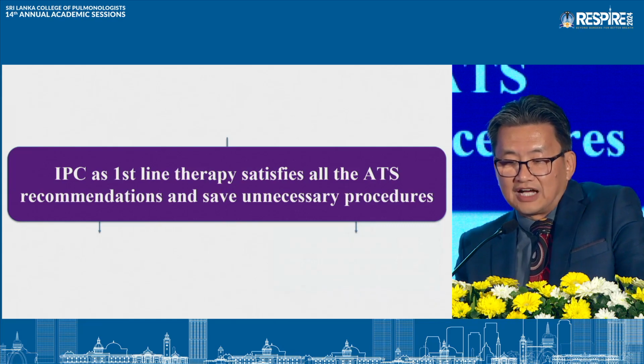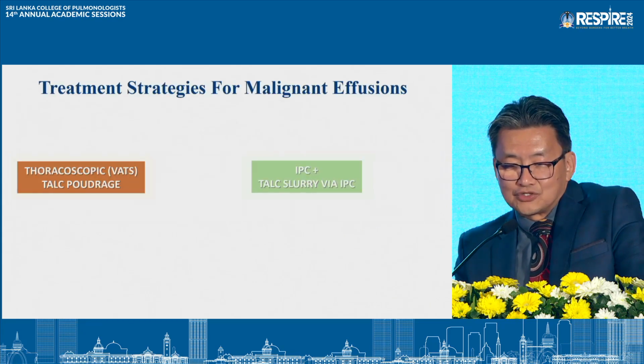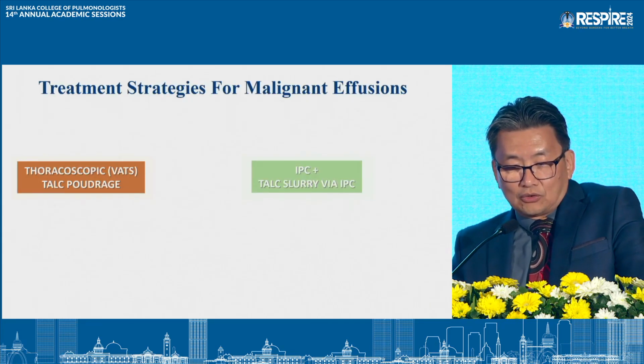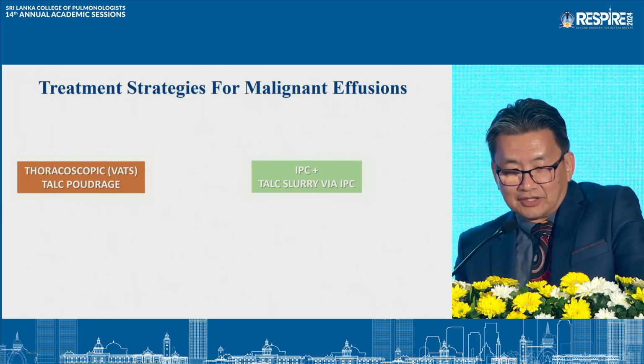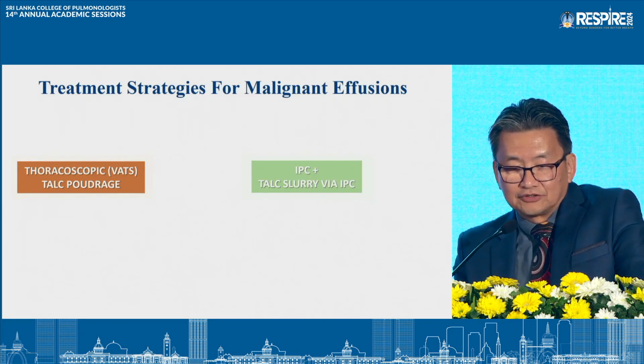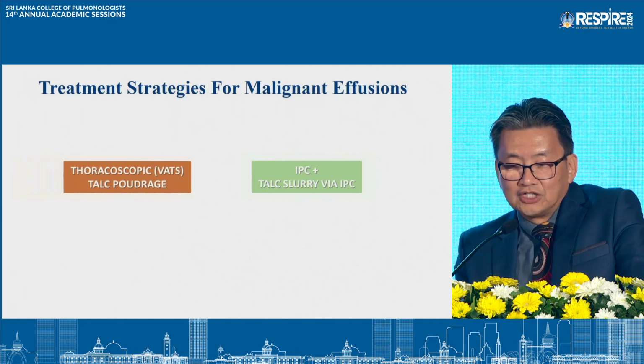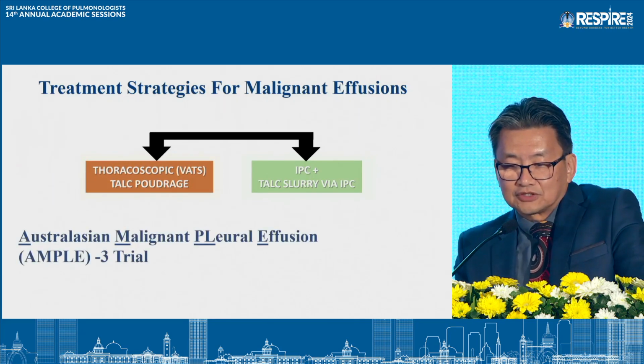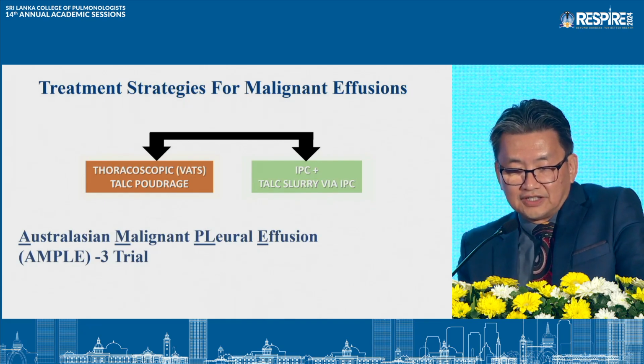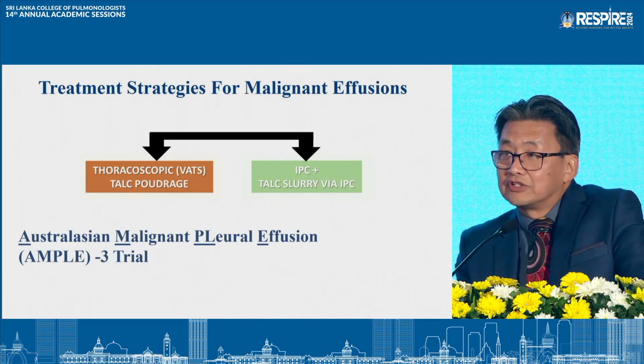So we save unnecessary procedures doing it this way. The last thing left to compare would be thoracoscopic VATS talc poudrage versus IPC with talc slurry via the EPITOME protocol. This is the subject of the ongoing Australasian Malignant Pleural Effusion, or AMPLE-3, trial.